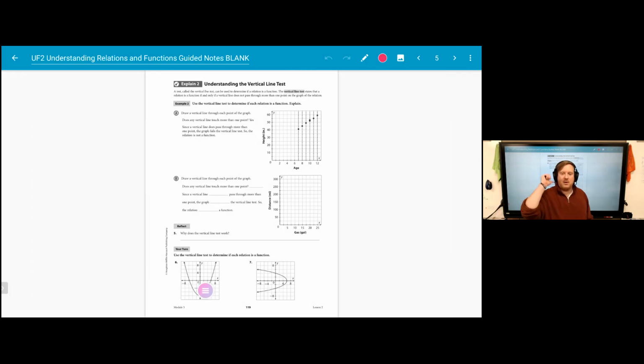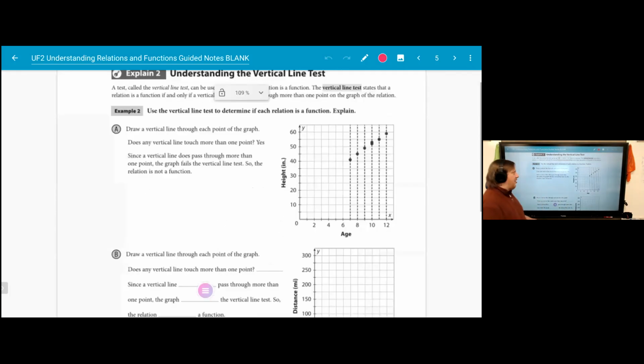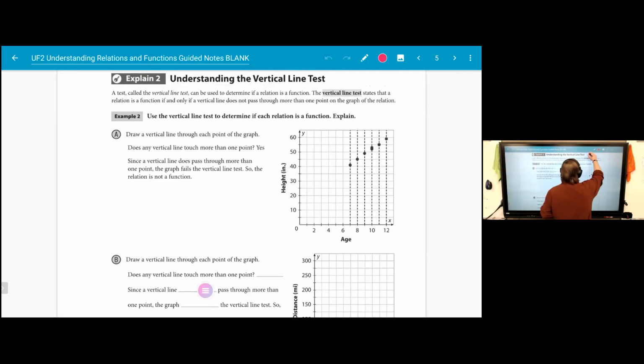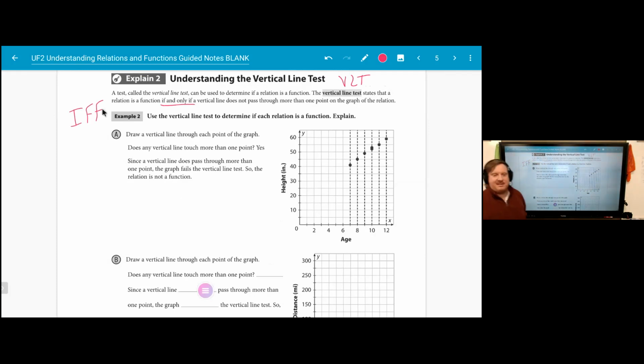So we've talked about how to look for a table in the mapping diagram to see if it's a function or not. What does the graph look like? Well, we've got this test called the vertical line test. I sometimes abbreviate this. You might see it as VLT. It states that a relation is a function if and only if, and here's a fun fact, if and only if a vertical line does not pass more than 1 point on the graph of a relation. This goes back to this first example.